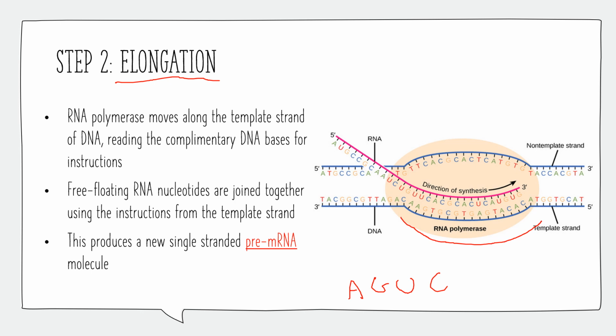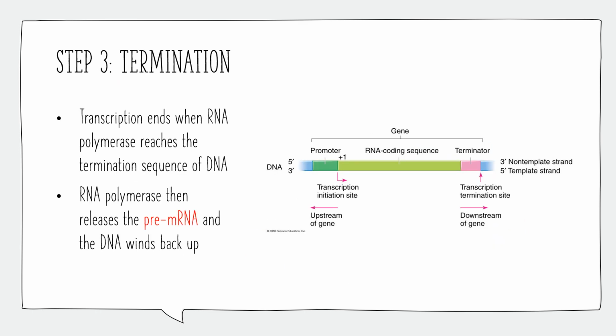Something very important to note at this point in time: this elongation step produces pre-mRNA. So this is not the final product yet, okay? This process produces pre-mRNA, and we'll talk about how we get to that final mRNA step a little bit later on, but it's really important to note this is pre-mRNA for this phase. So we're adding the bases and making this pre-mRNA molecule.